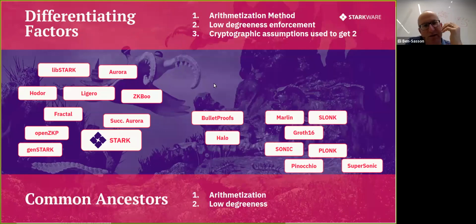This talks about the differences between the different systems. It is how you do the arithmetization, how you enforce low degreeness, and what cryptographic assumptions you use when you're enforcing low degreeness. So let's move to the next slide, please.